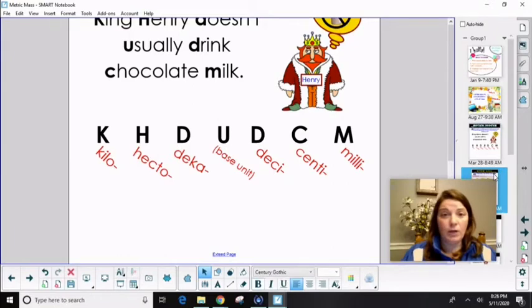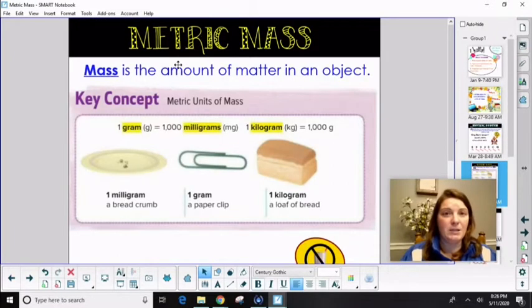So let's take a look at metric mass. What is mass? I think you've probably heard about it in science class. Mass is the amount of matter in an object. A lot of people say that mass and weight are the same, which is wrong. They're not exactly the same. Weight is how much gravity is pushing down on something. Mass is the amount of matter in an object, but they're similar ideas.